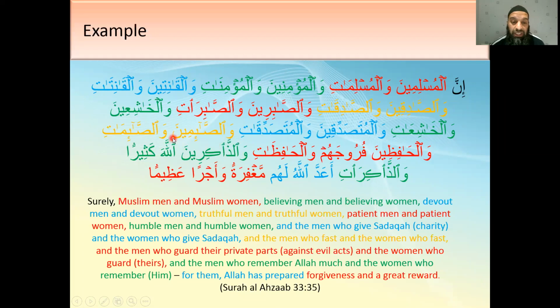Was sa'imina, those who fast, the men who fast. Was sa'imati, and the women that fast. Wal hafidhina, and those who guard their private parts. Wal hafidhati, and the women.